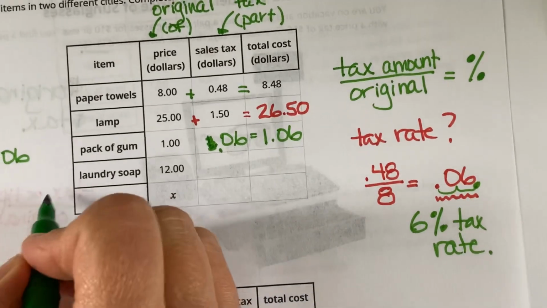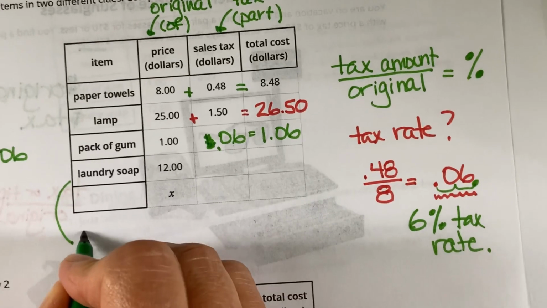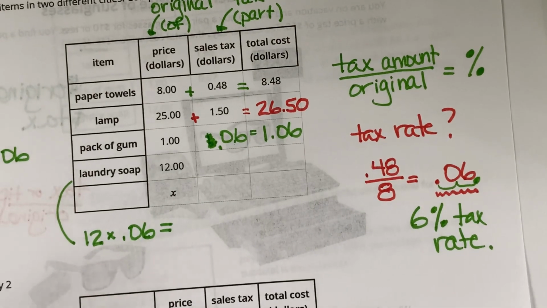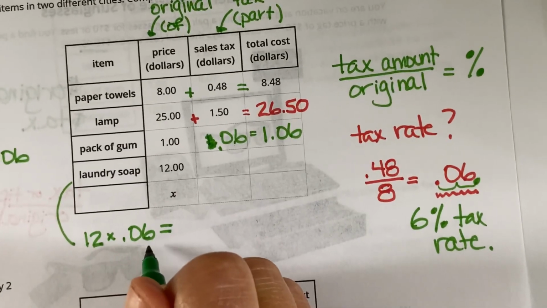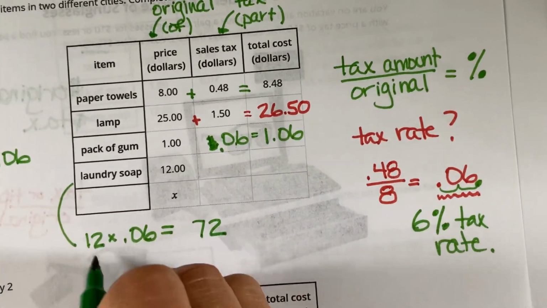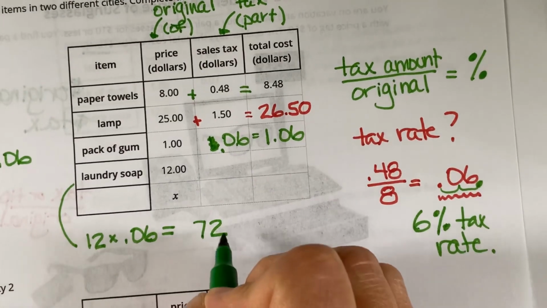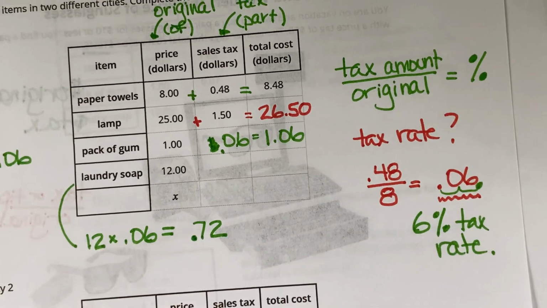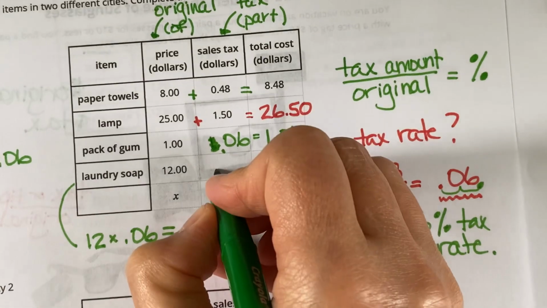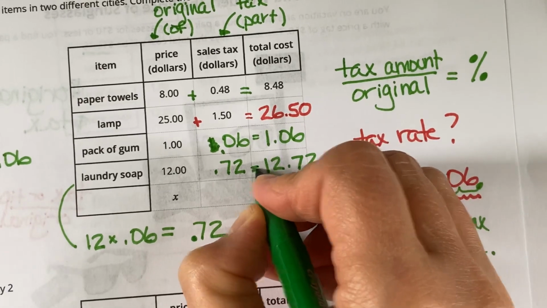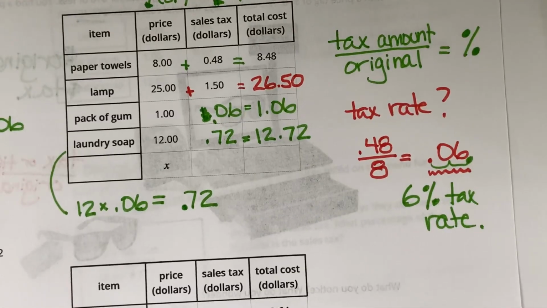Okay, so for this one, if I had $12, so if I did 12 times 0.06, well, you should know 12 times 6 is 72, right? So if I have 72, so I did 12 times 6, I would get 72 cents, because I'm going to get 0.72, and I would get $12.72, okay?